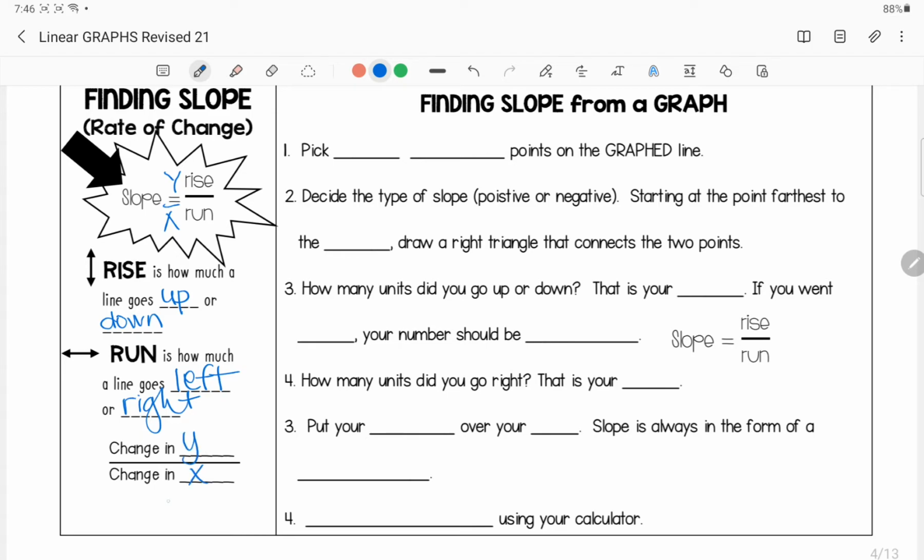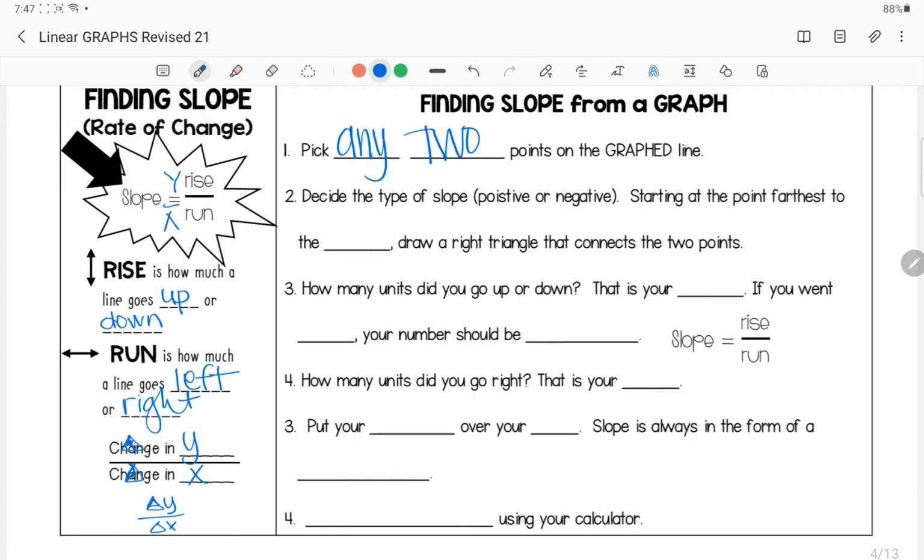And a symbol for this, you'll see it written this way as you get higher in math, is what that means. The triangle means change in y over change in x. So here is how we find the slope from a graph, or our rate of change. First of all, you're going to pick any two points on the graphed line.